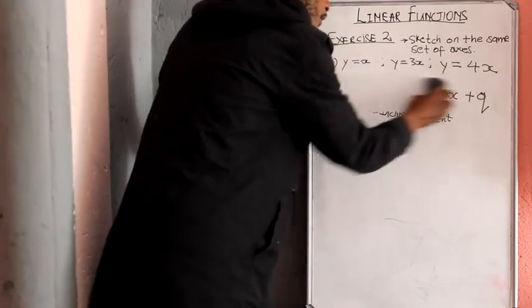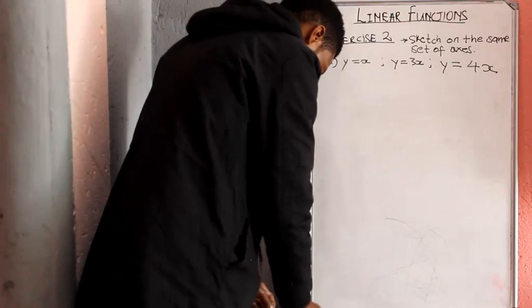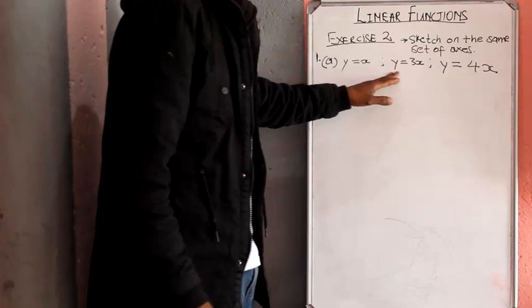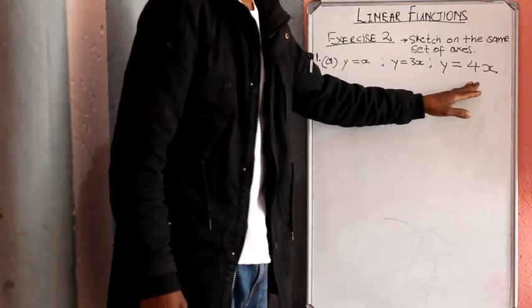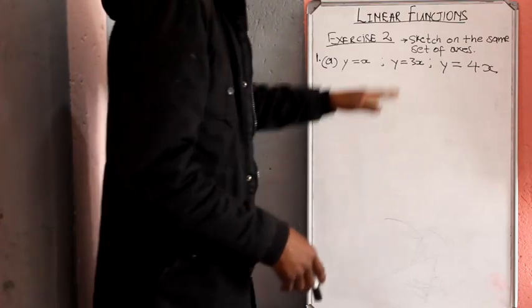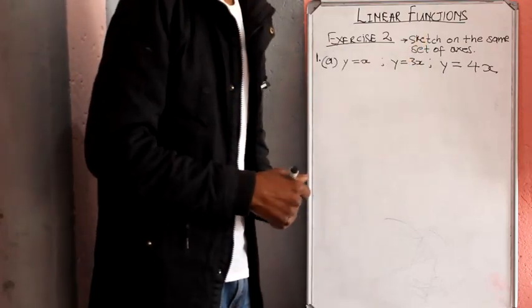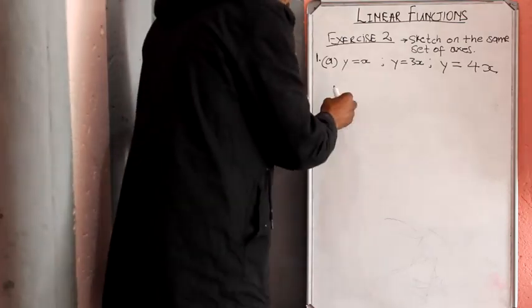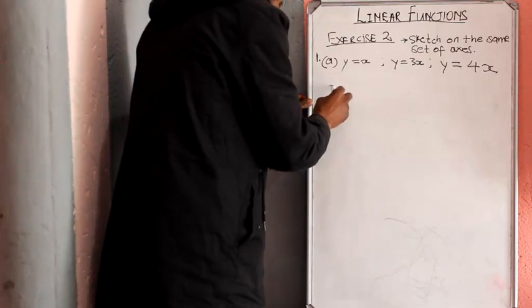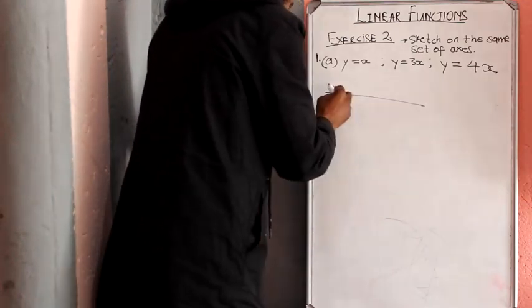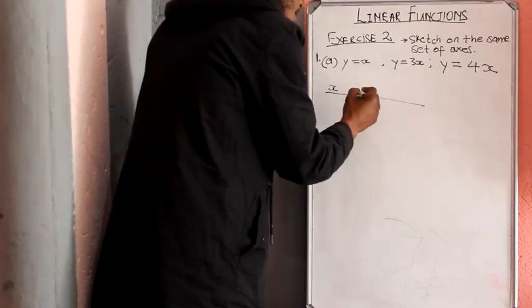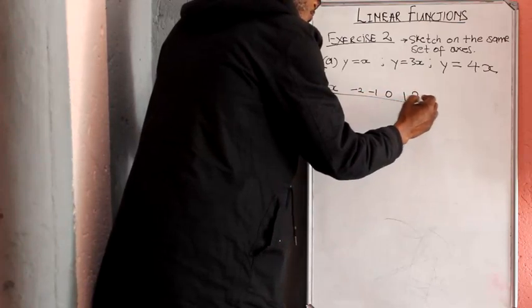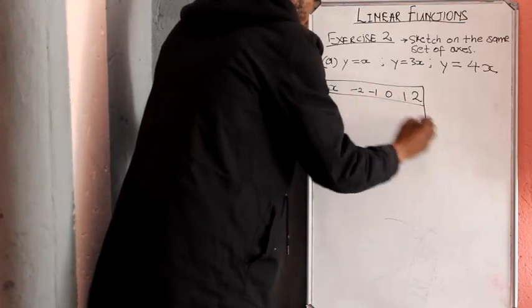So having said that, we're given three linear graphs. One is y equals x, one is y equals 3x, and y equals 4x. And we are expected to sketch these three graphs on the same set of axes. For you to do this, you're going to have to create a table where you choose values for your x between, for instance, -2, -1, 0, 1, and 2. So you choose those values.